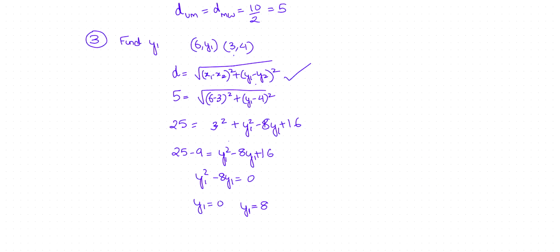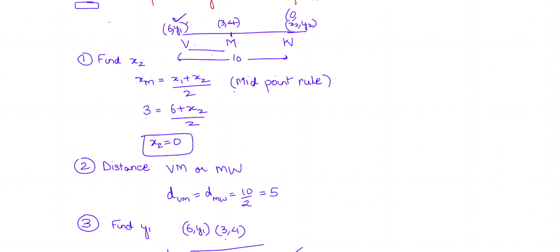So when we substitute the values and solve, we get two values for y1. It can be any one of them or both, like y1 is 0 and 8. Now since we have got y1, which can be either 0 or 8, and we have the y coordinate of the midpoint, we can get y2 using the midpoint formula.